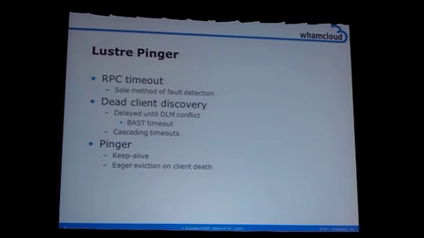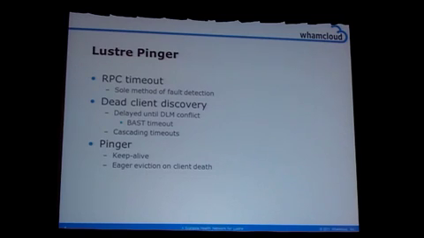In the layers above, I just want to go through a little bit of history about how Lustre peer health detection actually developed. In the beginning, the only way of detecting whether a peer was in trouble was by noticing that RPCs were timing out. And actually, that's still true today.